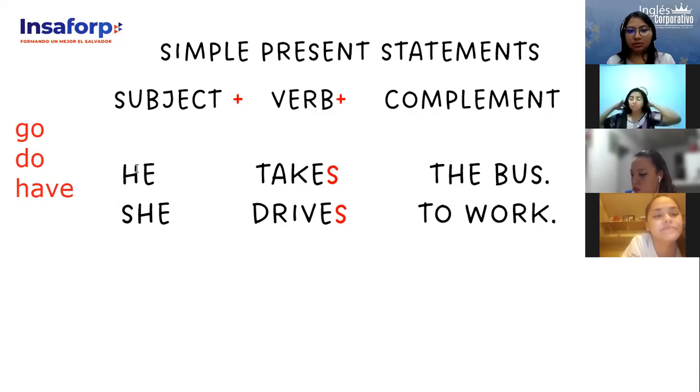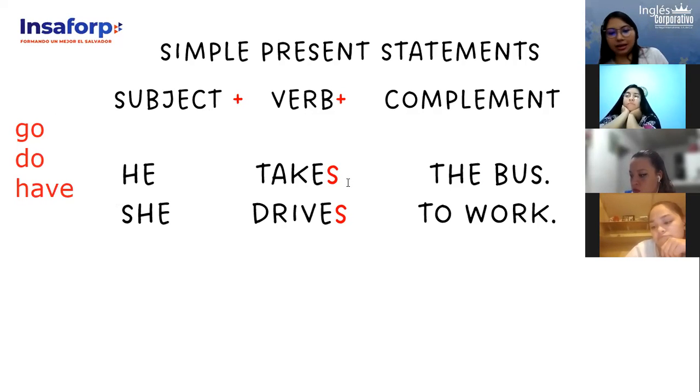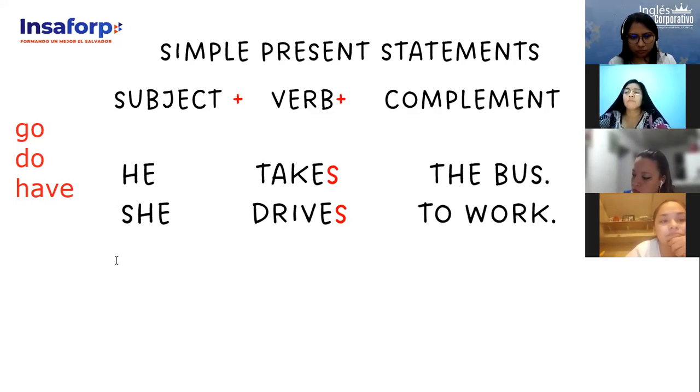So what happens when we have regular verbs? Cuando tenemos regulares, simplemente le agregamos S o ES al verbo. Pero si son irregulares, conjuguemos, okay? Go. Can you tell me a sentence using go? Third person, exactly. She goes.